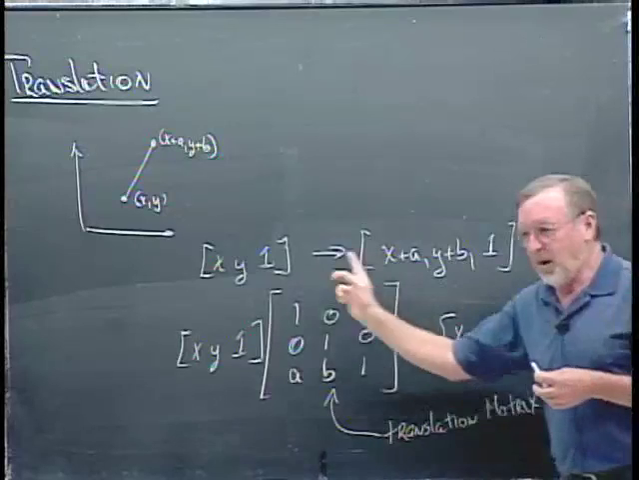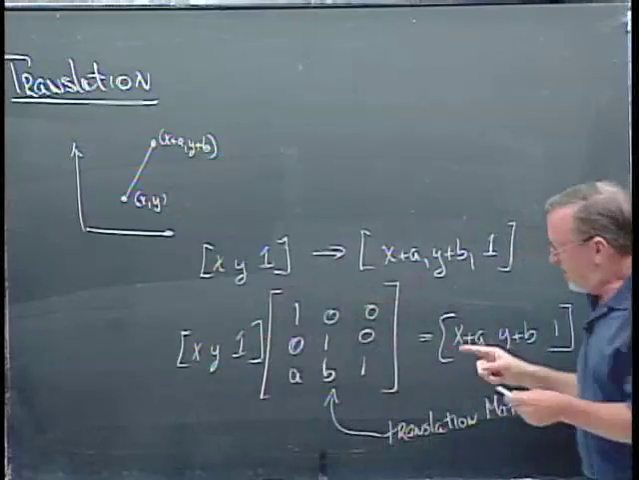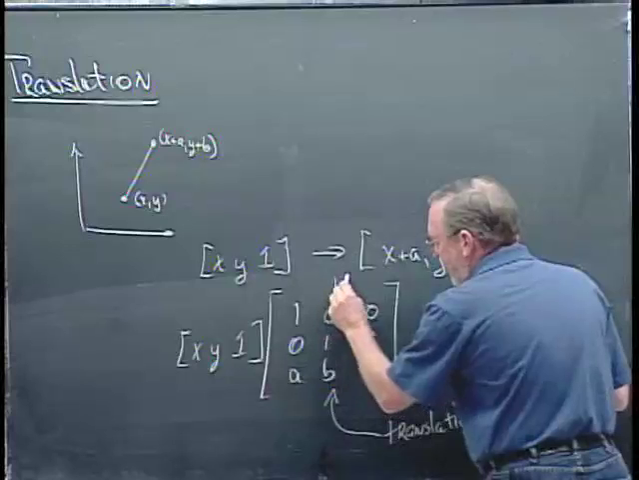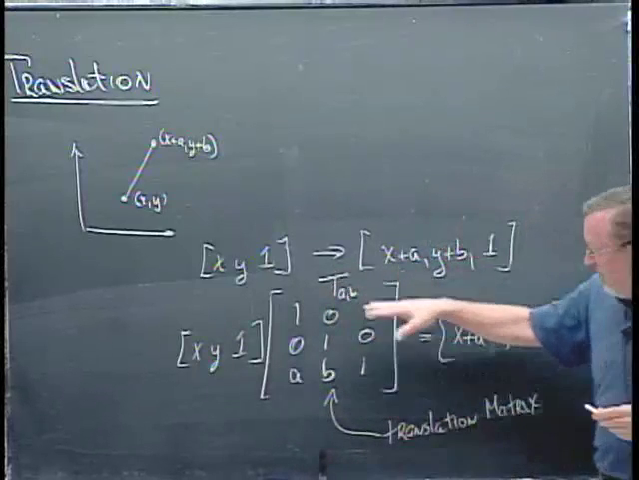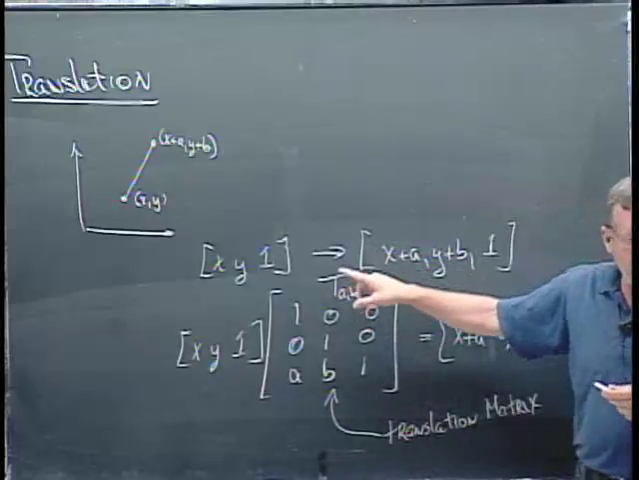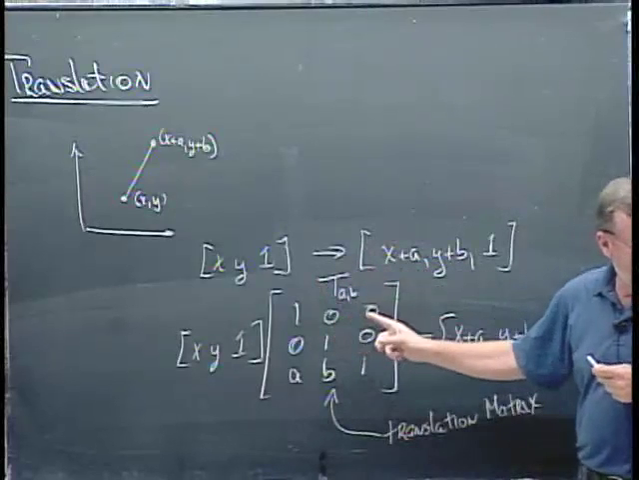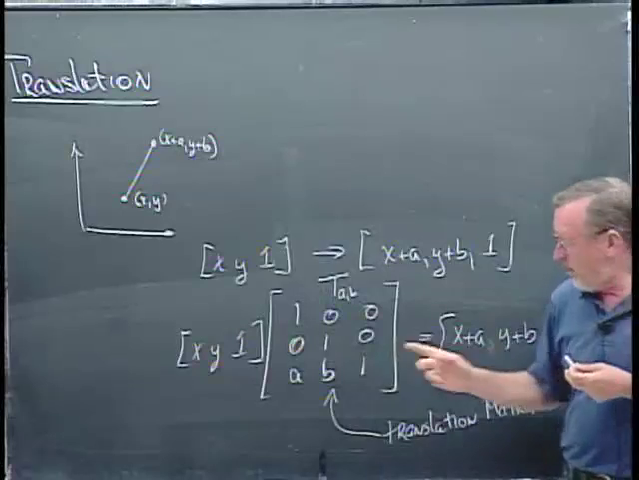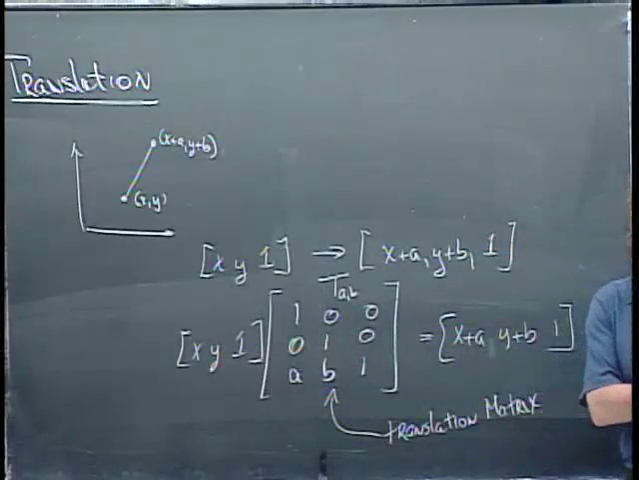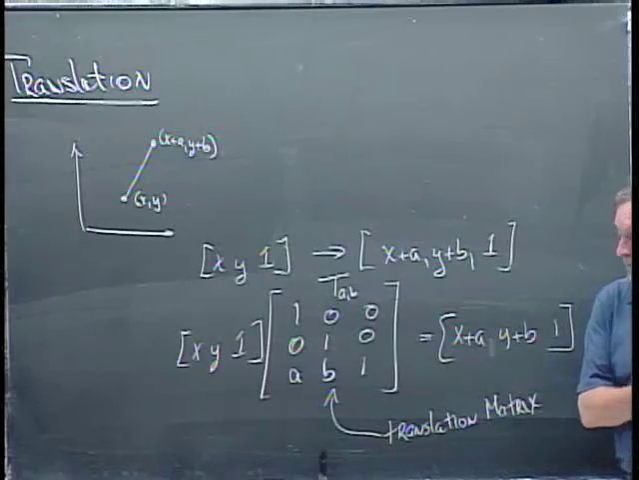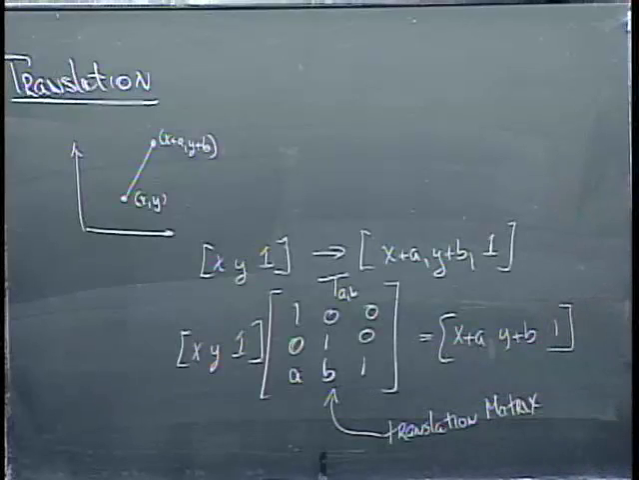But here's the first one, right? This translation. And notice that if I call this T of a comma b, to give it some notation here, this T is kind of an operator. It can work on any x, y. It takes any x, y and translates it a and b, whatever a and b might happen to be. Okay? All right, number one.